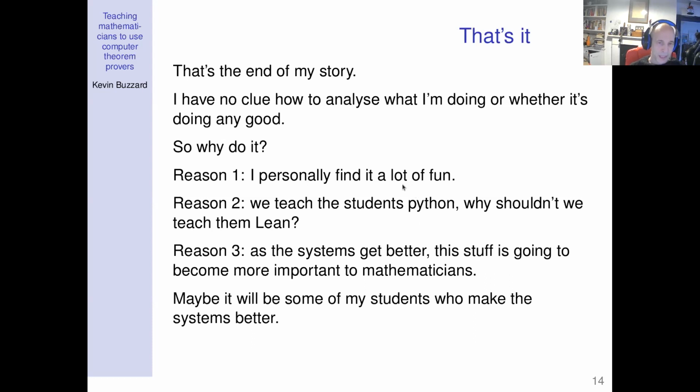And perhaps maybe it will be some of my students who go on to make the systems better or have ideas about how to use them for teaching better or whatever. So that's really the reasons I'm doing it.